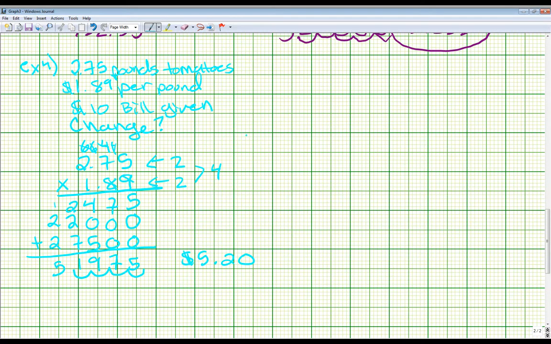Now, if I give a $10 bill, I have to take that $10 bill and subtract $5.20. Notice how now that we're subtracting, we lined up our decimals. 0 take away 0 is 0. I can't use those, so I borrow the 1, making this a 10. I borrow that, making this a 9 and this a 10. 10 take away 2 is 8. Keep my decimals lined up. 9 take away 5 would be 4. So if I give a $10 bill, my change would be $4.80. That brings us to a close on our lesson.